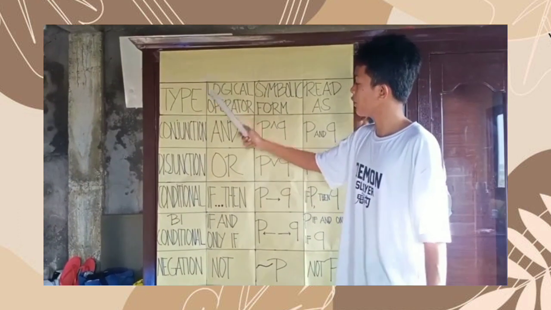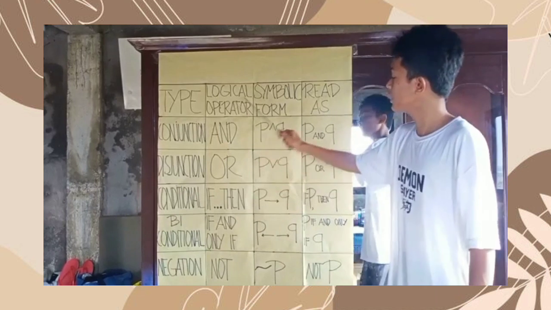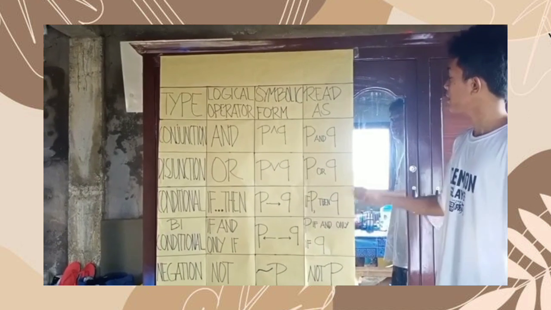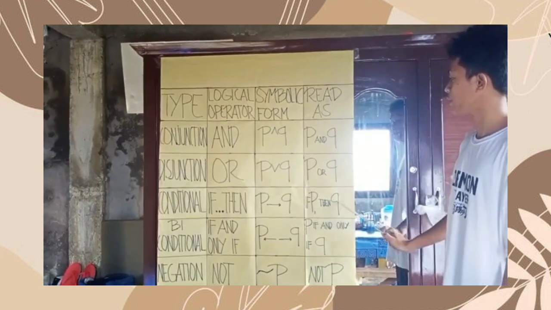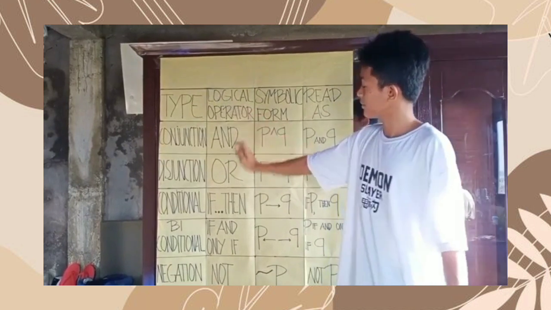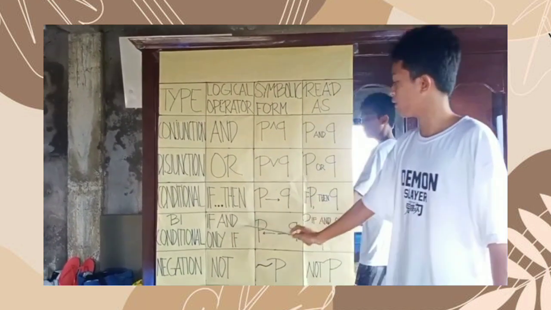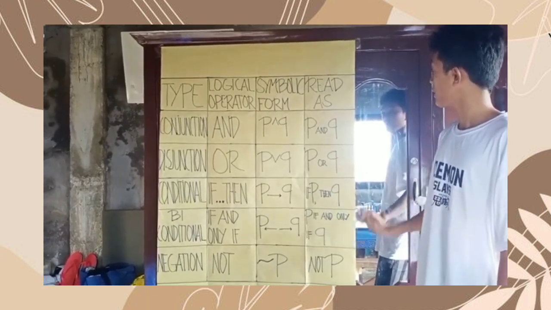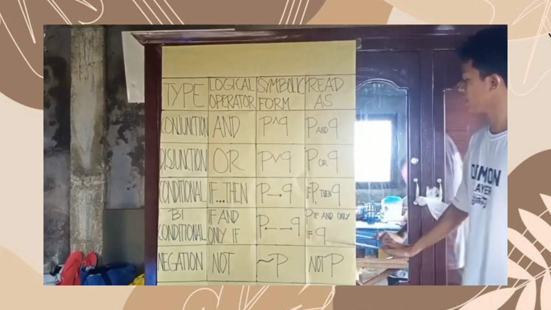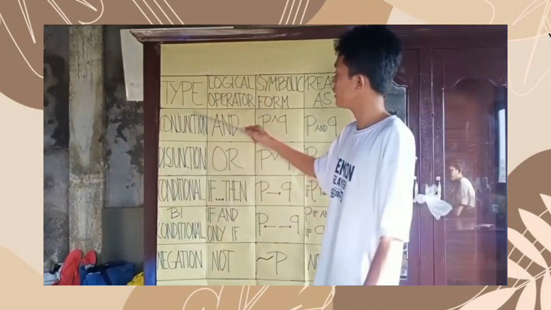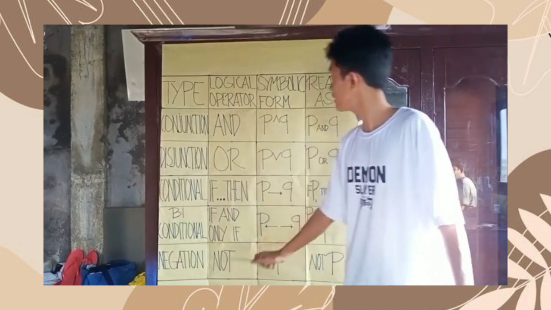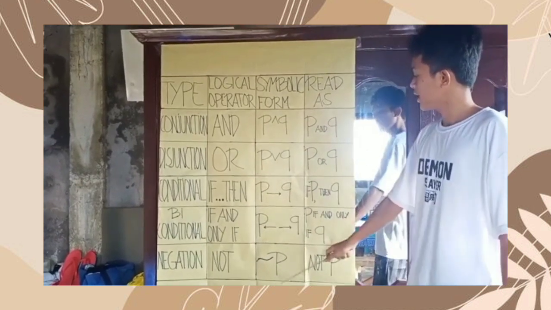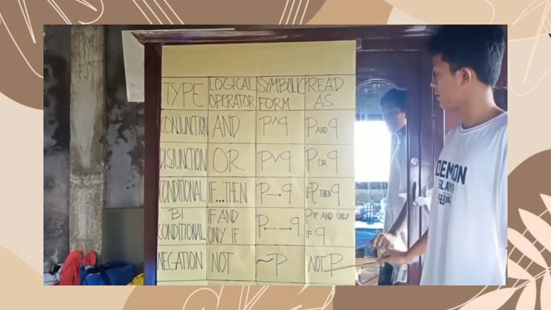The third type is conditional. The logical operator is if then. Symbolic form is P → Q. Read as if P then Q. The next type is biconditional, if and only if. Symbolic form is P ↔ Q. Read as P if and only if Q. The last one is negation. The logical operator is not. Symbolic form is not P. Read as not P.